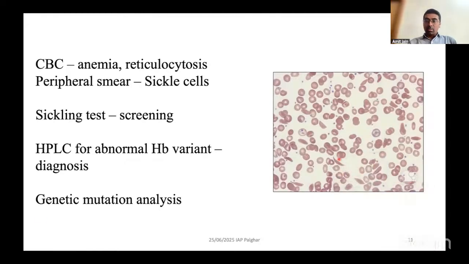Yeah. So these are the sickle cells which we can see on peripheral smears of sickle cell patients. There is a test called the sickling test, which we commonly hear about during camps or screening of these patients. It is mainly used for screening of sickle cell anemia, which we will talk about in this slide. Then the diagnostic test is HPLC or HB electrophoresis for hemoglobin variant analysis, and genetic mutation analysis in cases where diagnosis is doubtful or not confirmed.